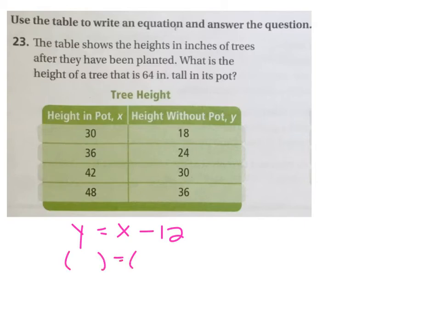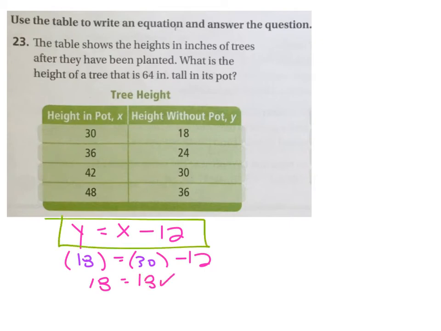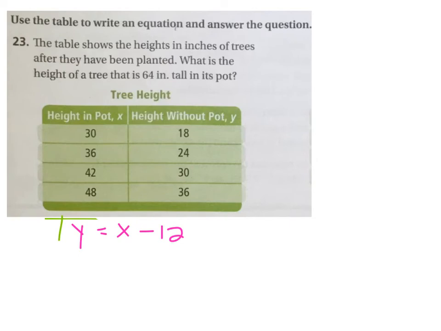If we used numbers that they gave us, and let's say we're using the first one, x is 30 and y without the pot is 18. That works. 18 is equal to 30 minus 12, which is 18. That equation works so far. I like it. Let's keep trying with other values and see if it works. I don't want to box it yet until I'm sure.